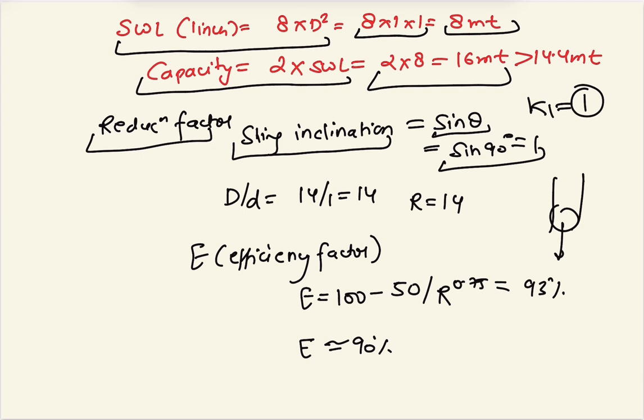Okay, sin 30 is 1 by 2. It is like this. So the correction factor depends upon this. Now D by d is 14 by 1, 14, and R is equal to the D by d ratio. R is equal to capital D by small d.